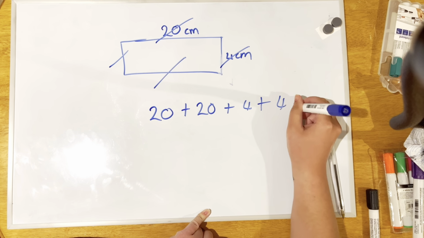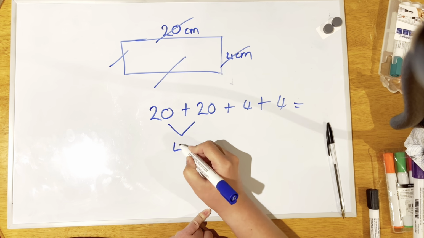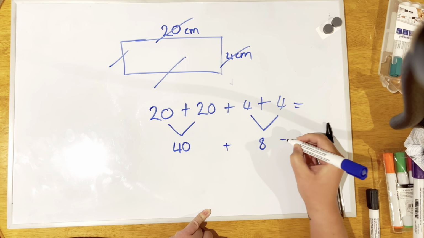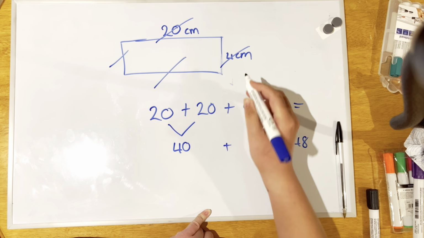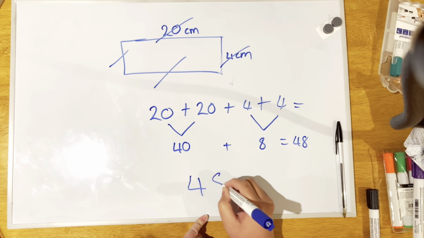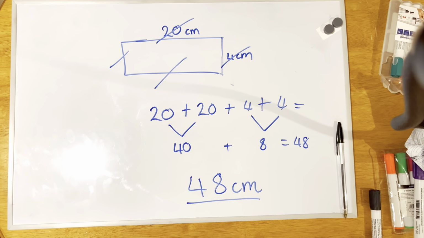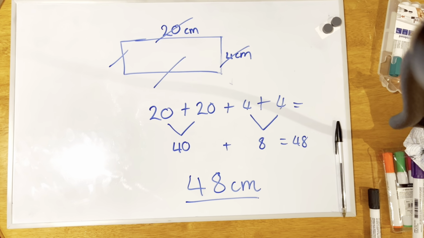Okay, so let's add these all together. 20 plus 20 is 40. 4 plus 4 is 8. Add those together, 48. What do I need to remember to include? 48 centimetres. My perimeter of this shape is 48 centimetres.